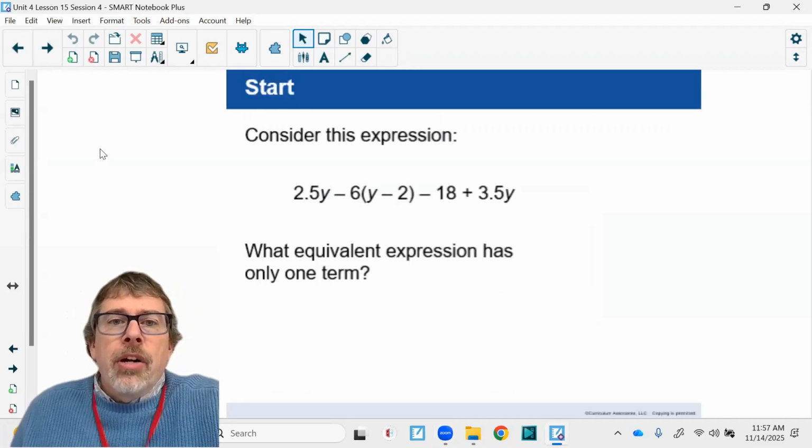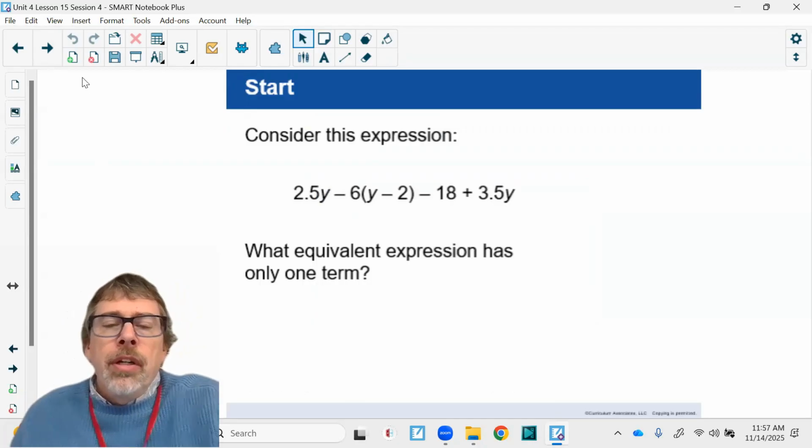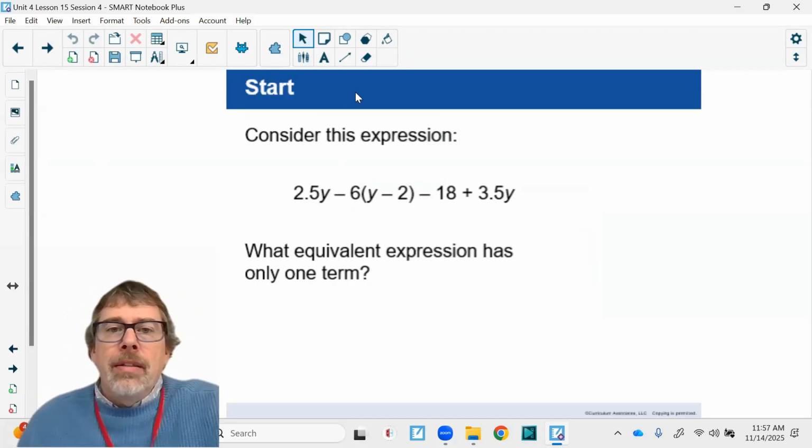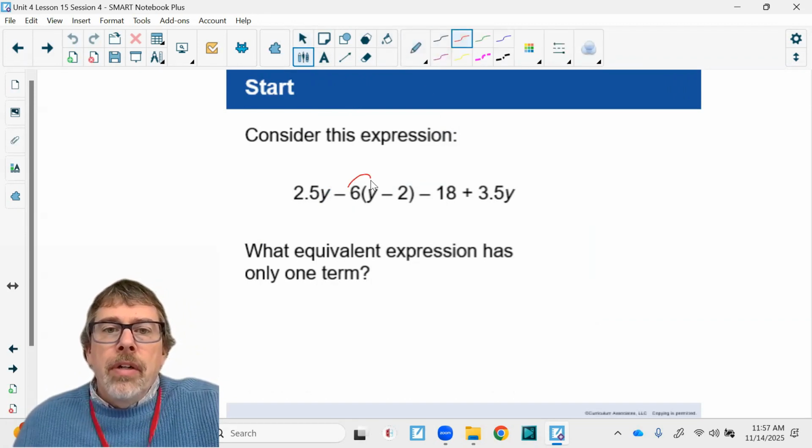Okay, so start by considering this expression. 2 plus 5y minus 6 times the quantity y minus 2 minus 18 plus 3.5y. What equivalent expression has only one term? So we want to get this down to no pluses or minuses. Okay, so first thing I'm going to do is distribute and get rid of these parentheses right here and here.